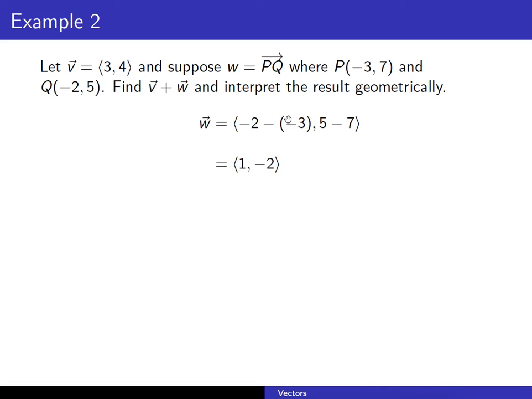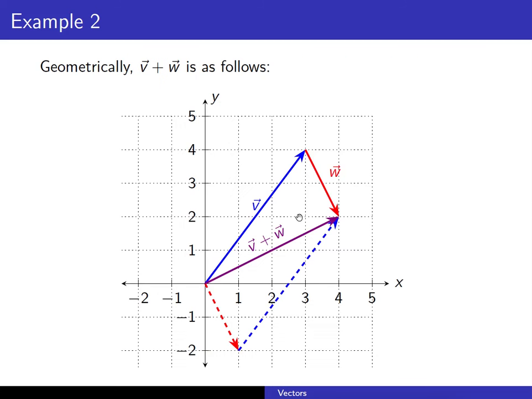So from p to q, we'd have to go one space to the right and two spaces down. So now that we have vector w in its component form, vector v plus vector w, we take the 3 plus 1 for the x or the horizontal components, and then 4 plus negative 2 for the y or the vertical components, and we end up with 4, 2. So let's take a look at what this means from a visual perspective. So here's vector v, went over 3 and up 4.